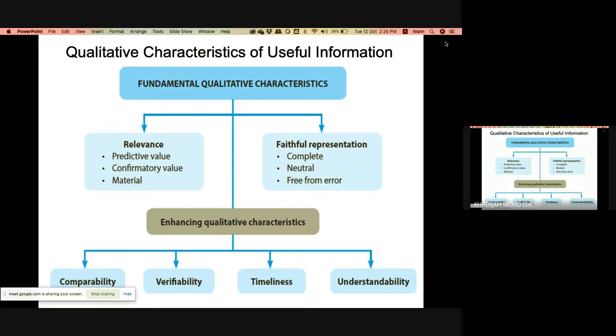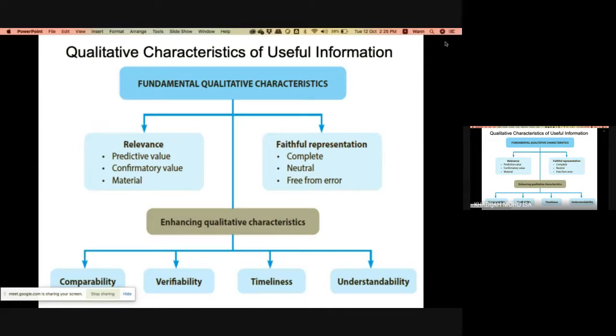Predictive value. And then confirmatory value means that the information provided in the financial statement must be something which is confirmed. That's why it has to be audited first. And talking about materiality, whether the information provided is material means that it is significant, something that can be used in your decision making.